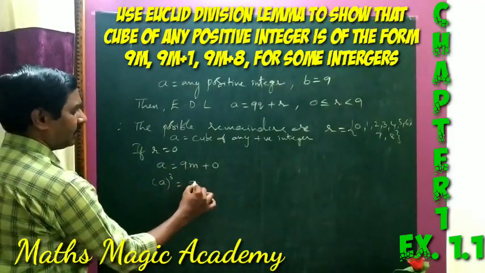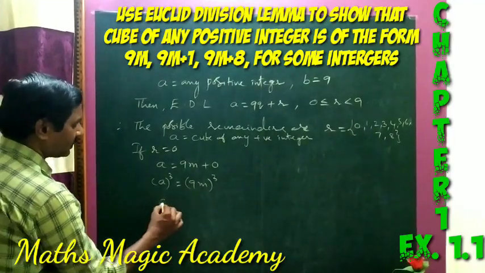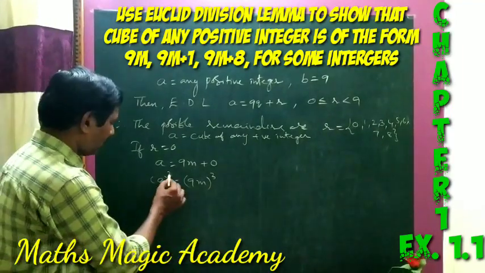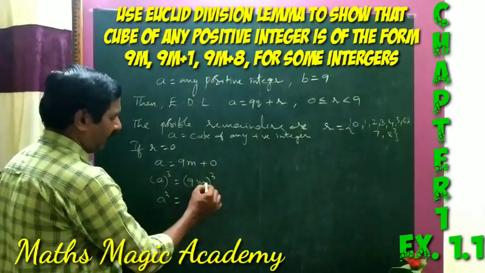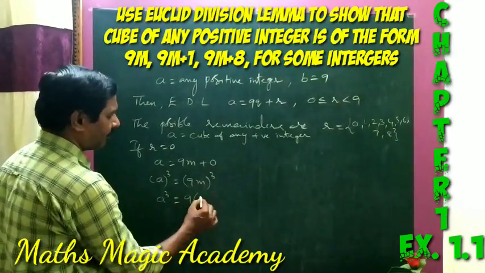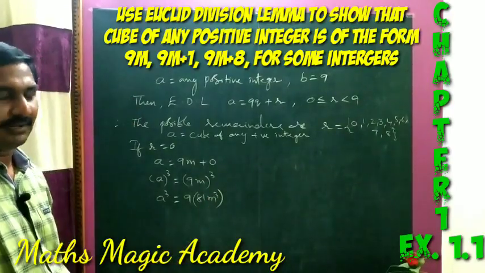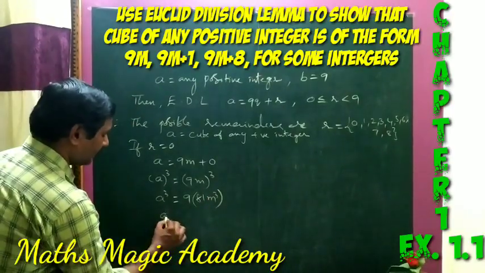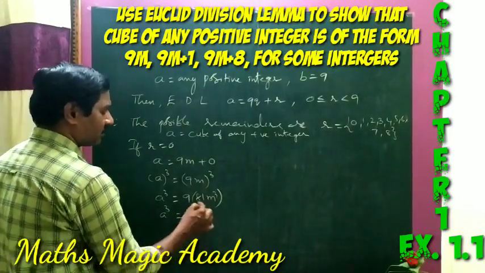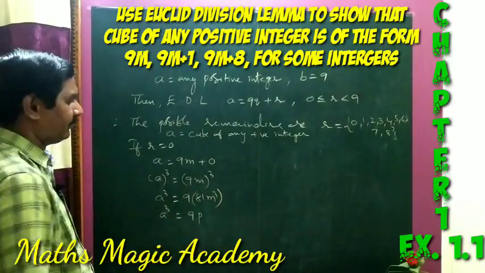That is a cube, and it is (9m) whole cube. So it is a cube and it is 9 cube m cube. (9m) whole cube can be written as 9 into 81m cube. That means here a cube can be written in the form of 9p. Suppose we assume this is p, then it is in the form of 9p.